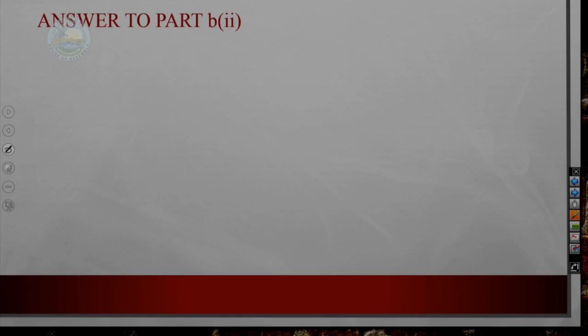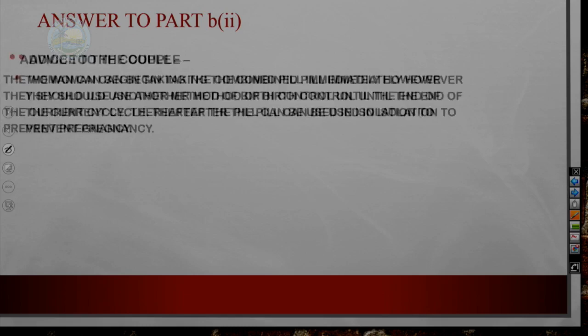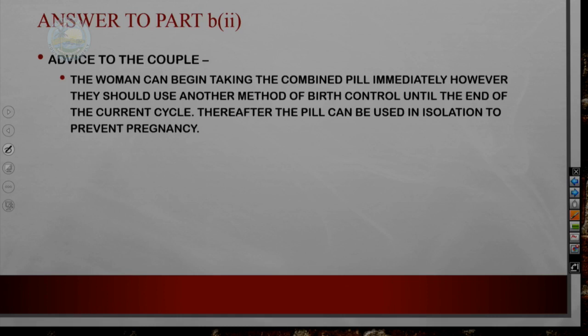Okay, so let's answer the second part of the question. The advice to the couple. The woman can begin taking the combined contraceptive pill immediately. Remember, she is 2 weeks into her menstrual cycle. She can take it immediately. However, they should use another method of birth control until the end of the current cycle. Thereafter, the pill can be used in isolation. So she can use the pill alone after that period to prevent pregnancy.